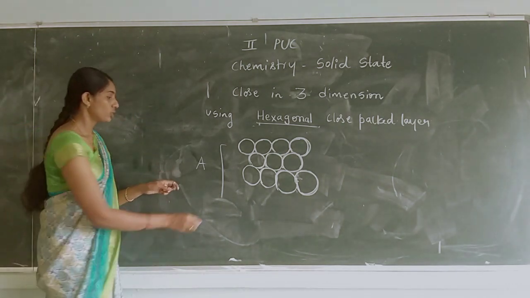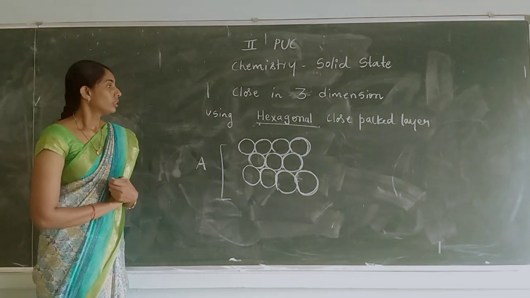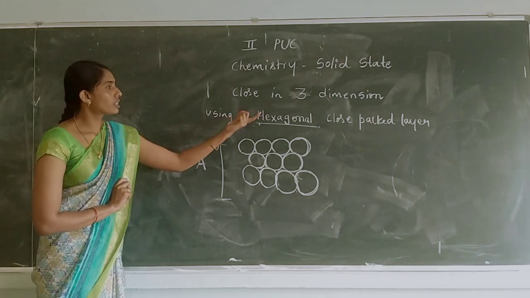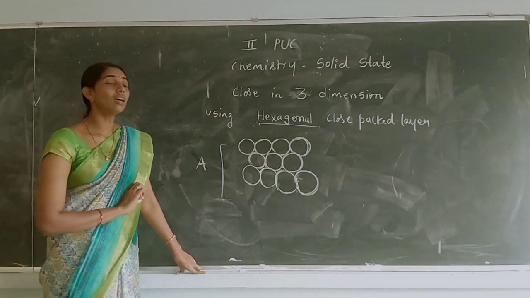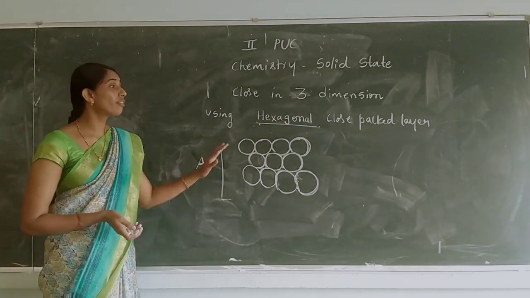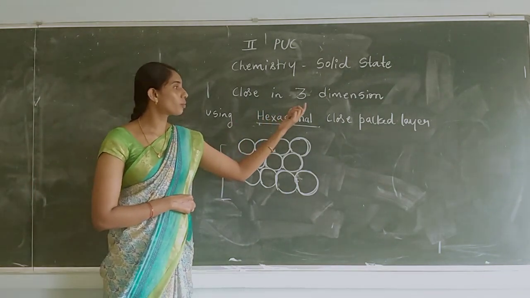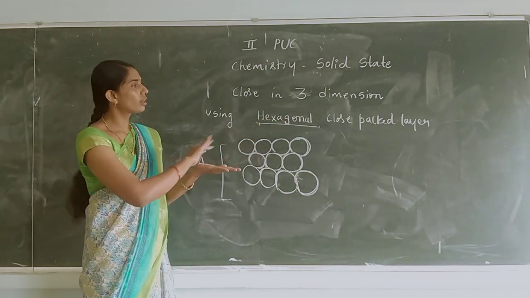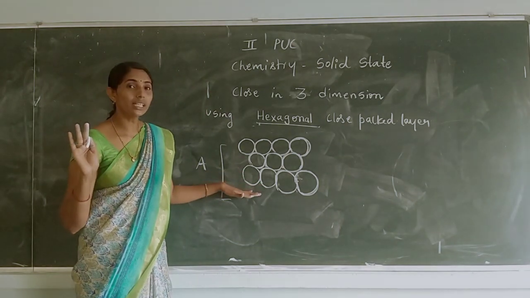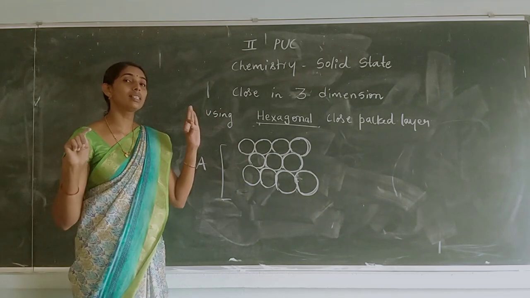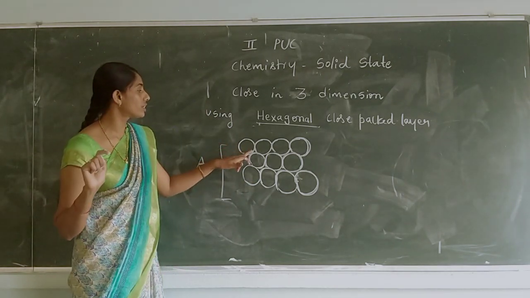Right. So imagine that it is your first layer. By using the hexagonal close packed layer, there is a difference in the arrangement. If you consider the square close packed layer, the pattern itself repeats. But here one condition is you have to place the second layer exactly on the depression of the first layer.